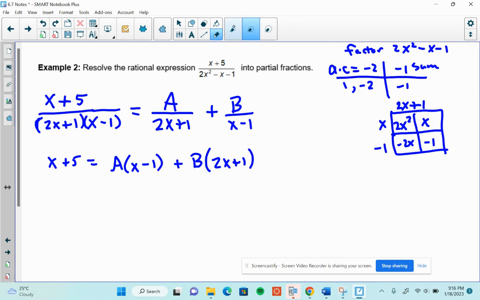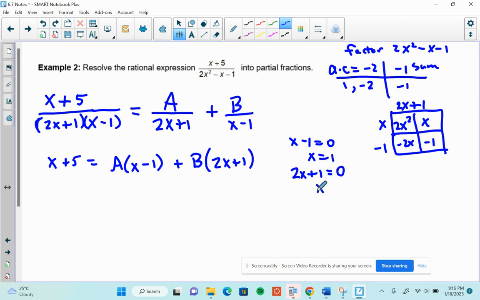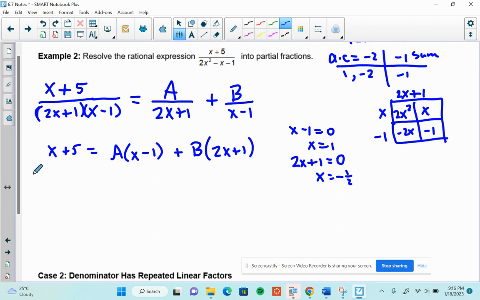Okay, now we're going to look at the nice values. So if x minus 1 equals 0, we have x equals 1. That's going to be easy to work with. But this one, I solve that for x, I get x equals negative 1/2. I'm not sure I think that's a nice value, so I'm going to show you a little different way we can do this one. But I am going to use the x equals 1 because it's nice. So if we decide it's not so nice, we'll just do a different method for finding the other constant.